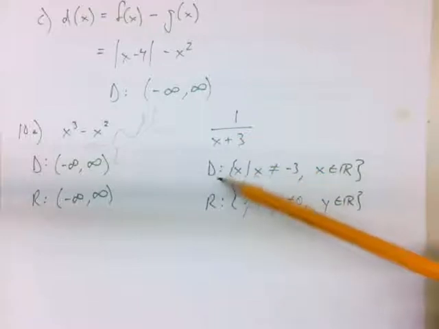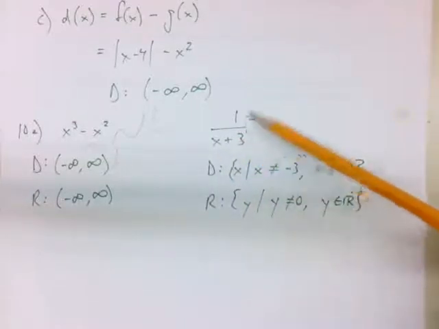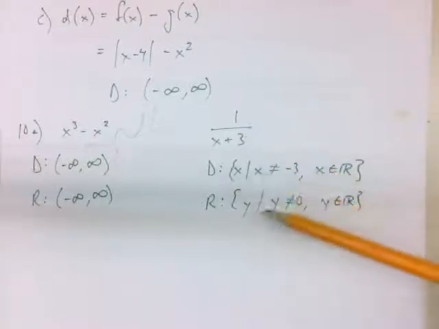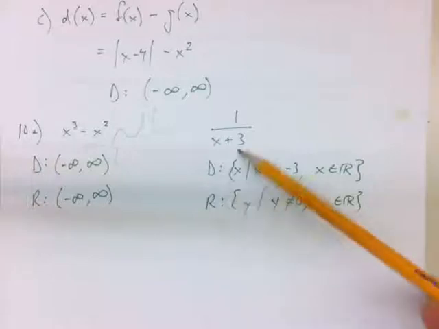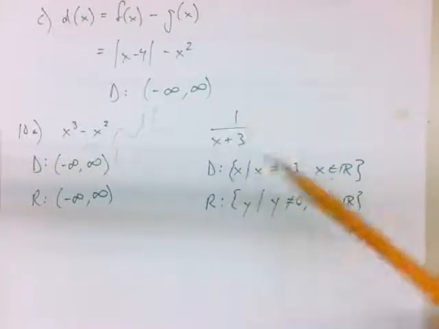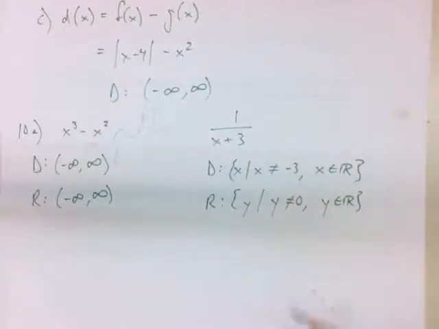1 over x plus 3. The domain, x can be anything but negative 3. That's going to make it an impossible situation here. So you can't have negative 3. The range, I don't think they would ask you for it on the exam, but in this case, y can't be 0. What is the one thing that y can't be? Can't be 0. Okay, that's 10.